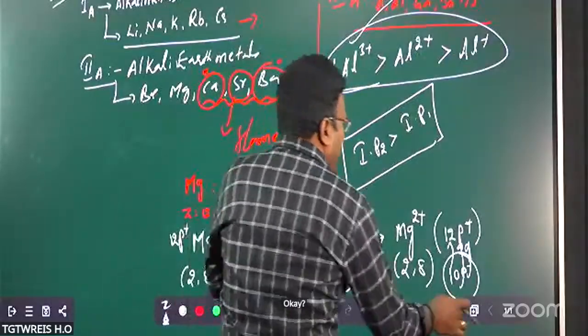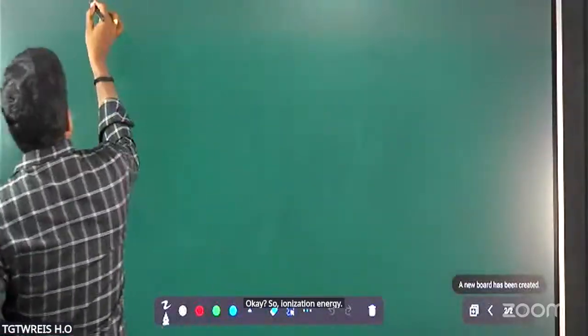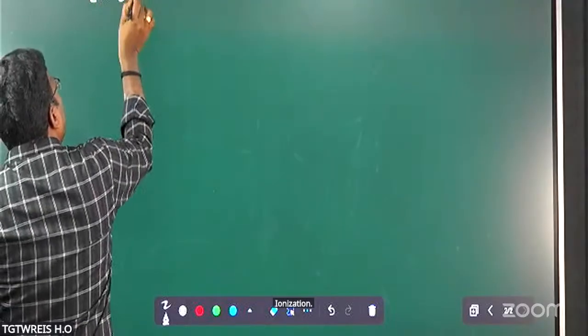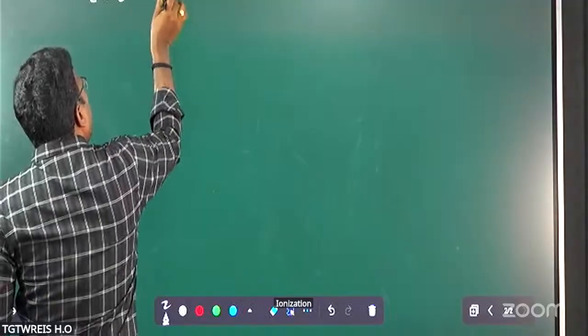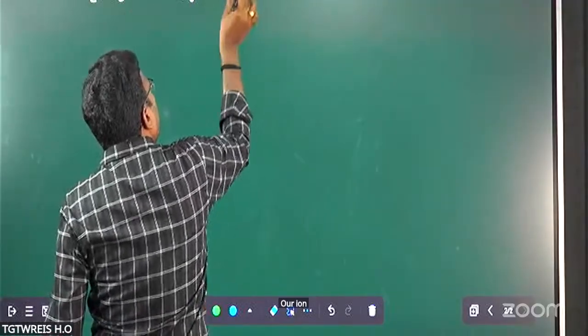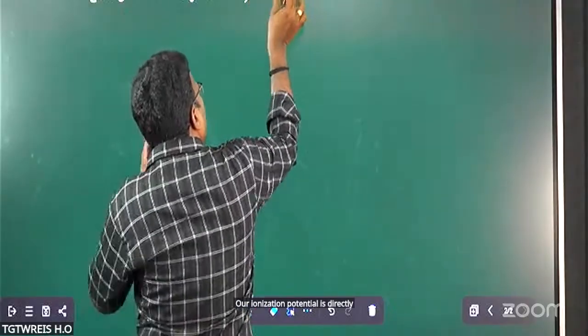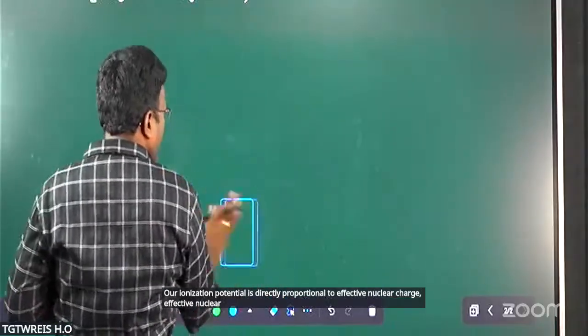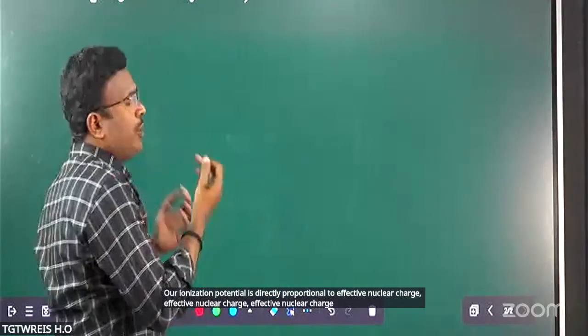Okay, so ionization energy or ionization potential is directly proportional to effective nuclear charge. Effective nuclear charge.